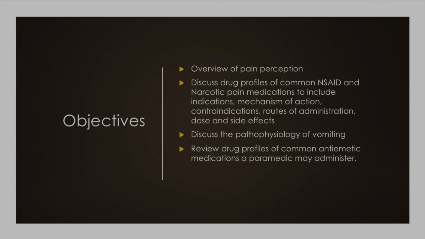For each one, we'll approach it the way you need to think in the field: indications, mechanism of action, contraindications, routes, dosing, and the side effects you should anticipate and monitor. After pain management, we'll shift to emesis: why nausea and vomiting happen, how the vomiting reflex works, and why certain triggers lead to vomiting. Then we'll finish with the antiemetics paramedics commonly administer, again focusing on practical application in the pre-hospital setting. By the end, the goal is not just memorizing drug facts, but understanding why these medications work and how to use them safely.